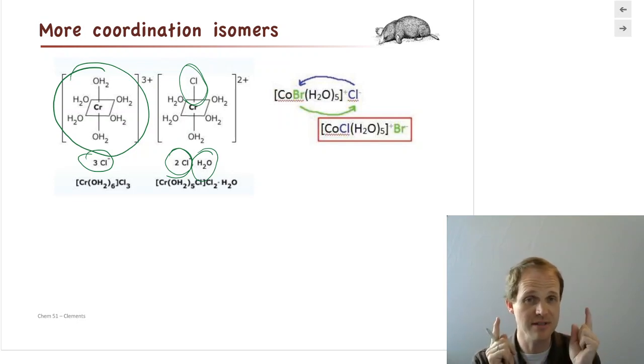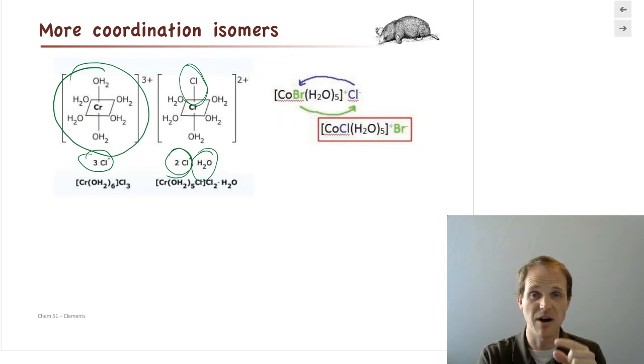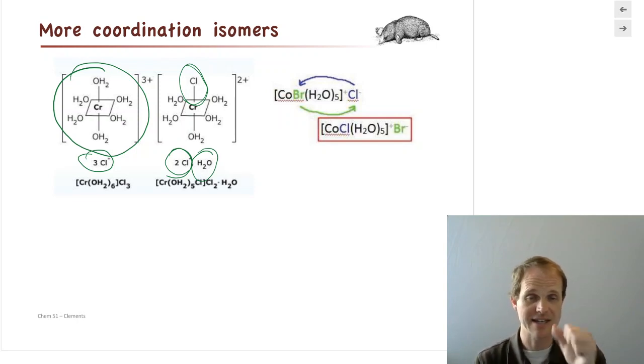Linkage isomer is bonding to the same molecule but in a different spot. So the ligand attaches nitrogen versus oxygen, or sulfur versus nitrogen, depending on the molecule.